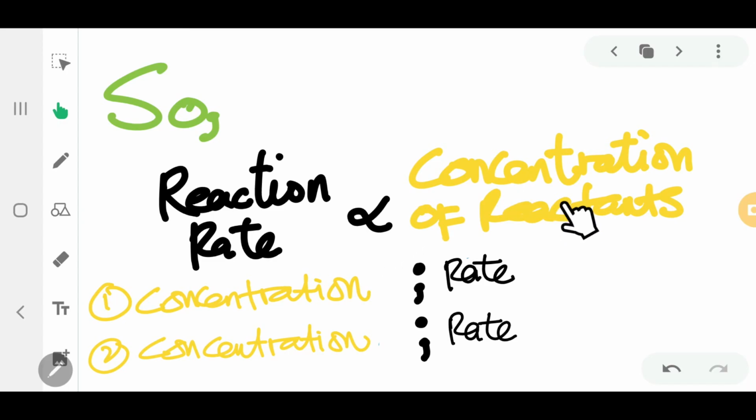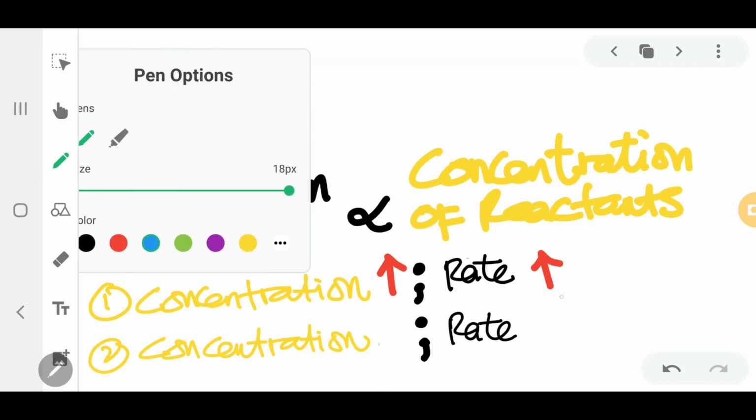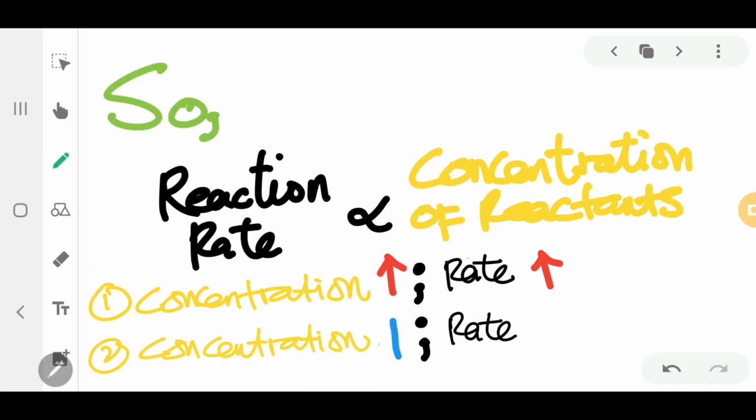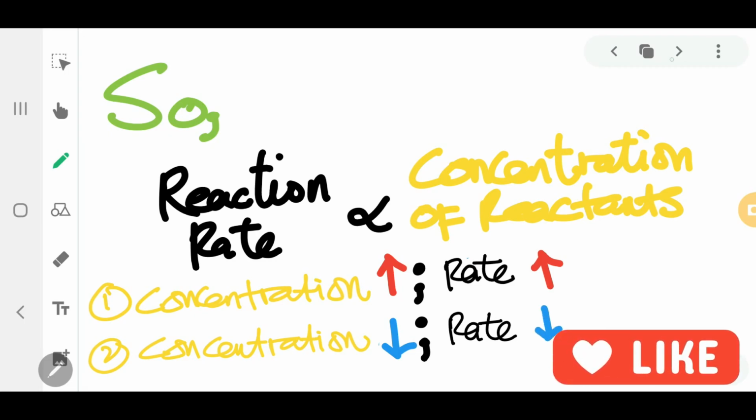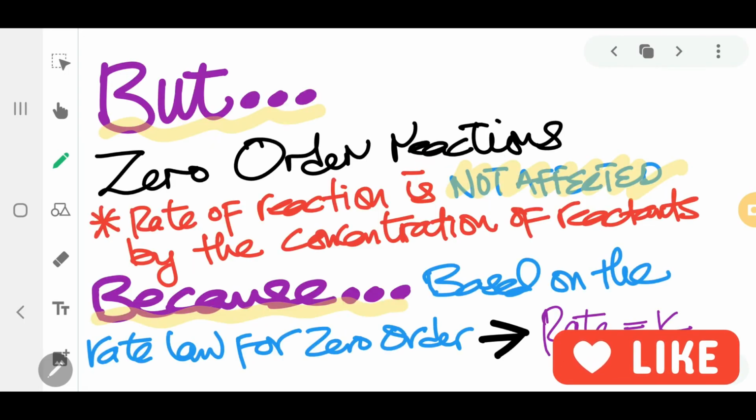So how do we see that relationship? If the concentration is increased, the rate will increase. Vice versa, when the concentration decreases, the rate will also decrease.